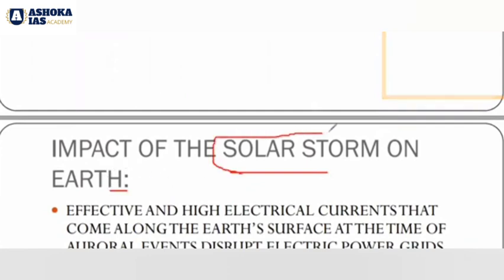Now see what the impact of the solar storm on Earth is. We have understood what a solar storm is, how it comes to the Earth, and how it interacts with the Earth's magnetic field. Now we are going to see the impact of the solar storm that we can observe on Earth.